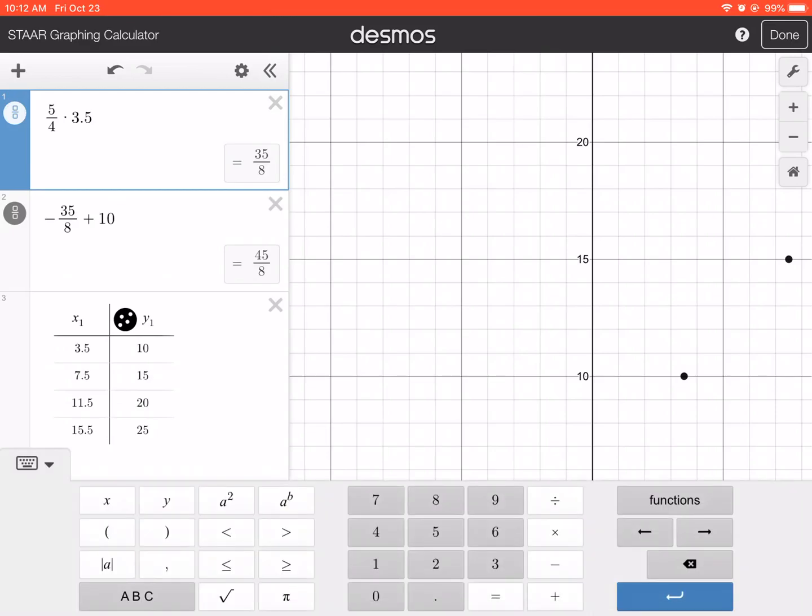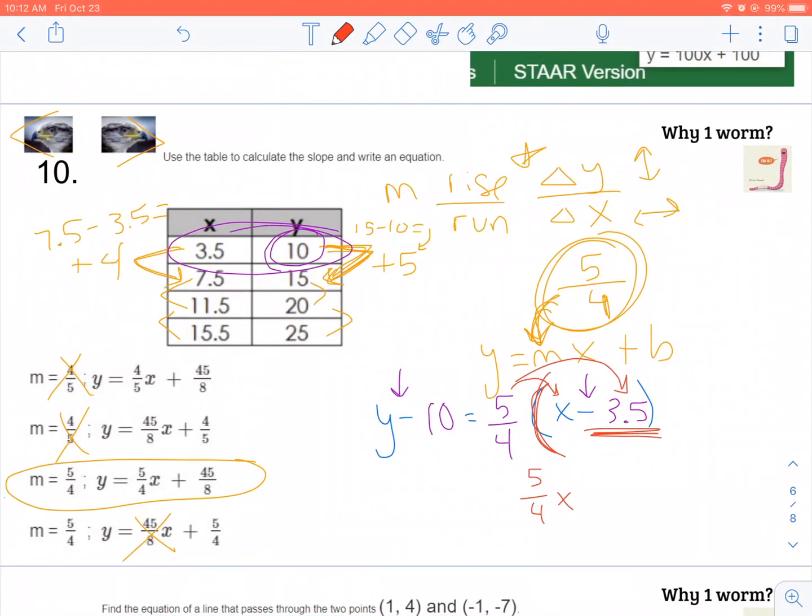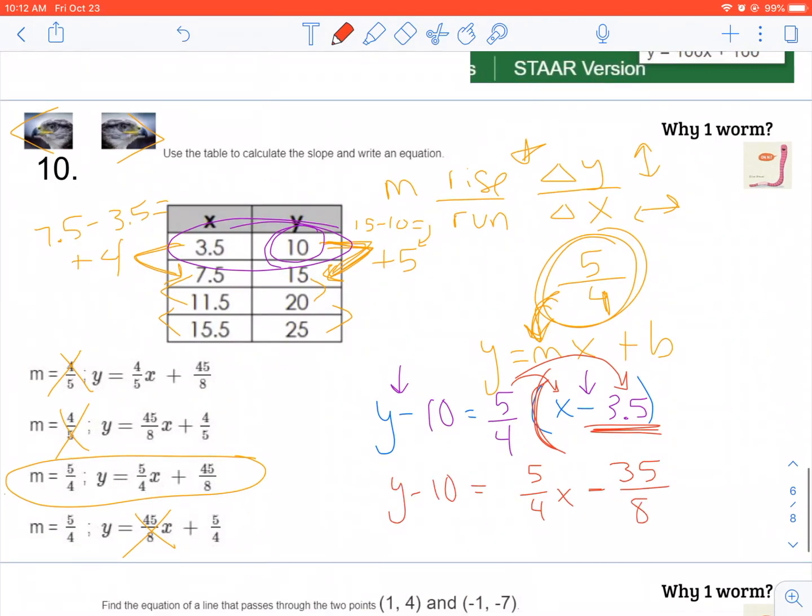And I actually need to put in a negative there because it wasn't 3.5, it was a negative 3.5. So negative 35 over 8. So I'm going to write that in, negative 35 over 8, and we bring down the left side.